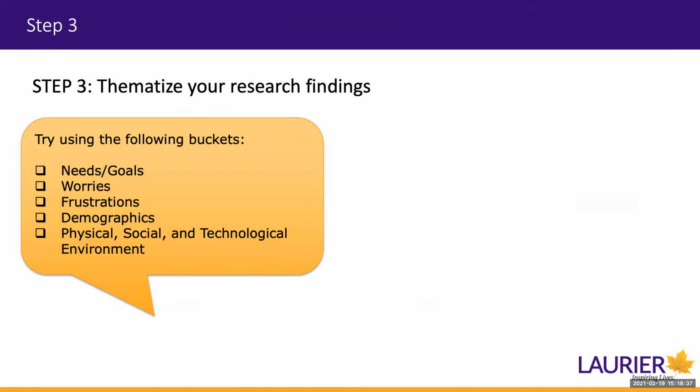In step 3, you're going to look at thematizing your research findings. Based on your audience segmentation, you can now thematize these findings. There's different ways to do this. Some like to do it in an Excel spreadsheet, and others like to use more advanced programs such as Trello to organize their research.